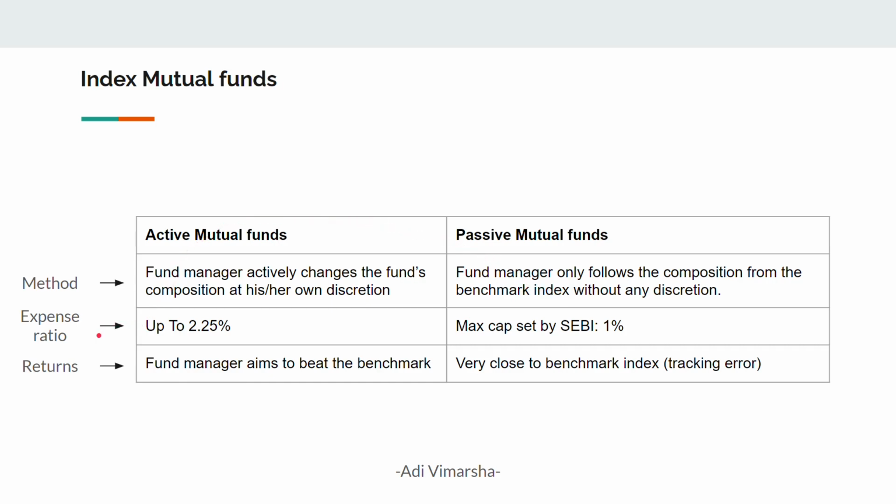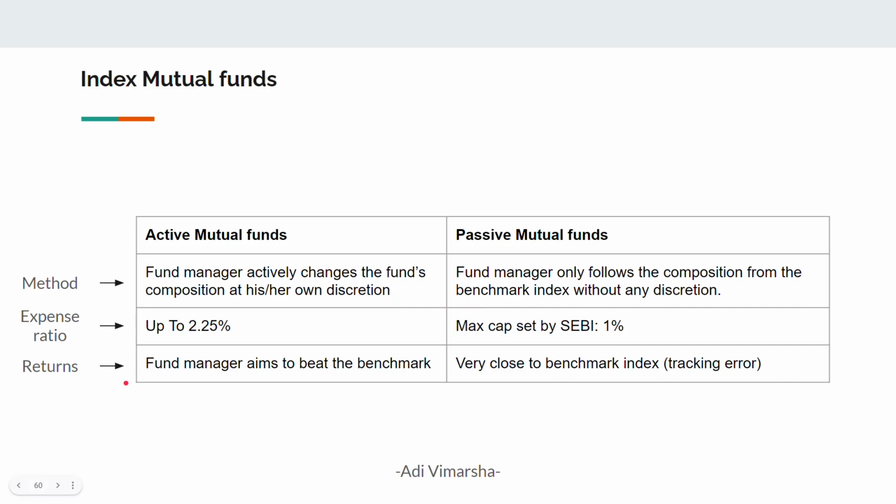In terms of expense ratio, the active mutual funds' expense ratio is anywhere between 0.3, 0.4% to 2.25%. But in passive mutual funds, there is a maximum cap set by SEBI that it should not be more than 1%. And in general, it is actually on a very low side, let's say 0.3, 0.4%, with respect to active mutual funds.